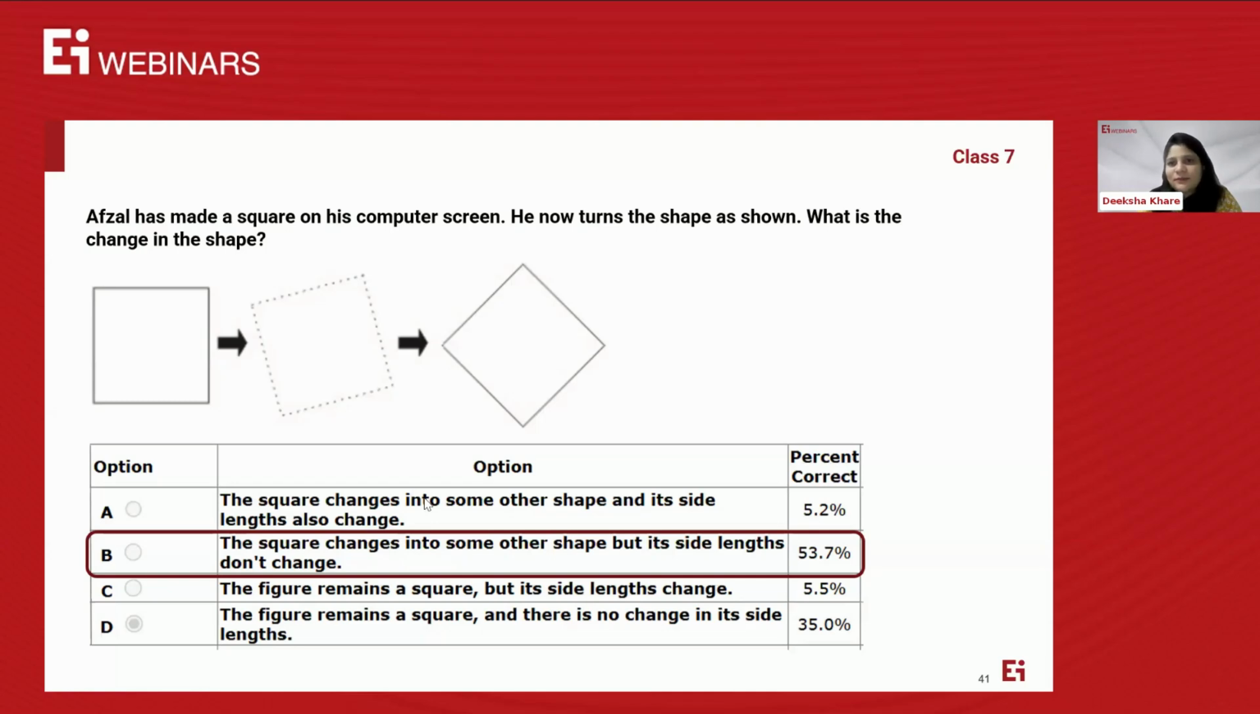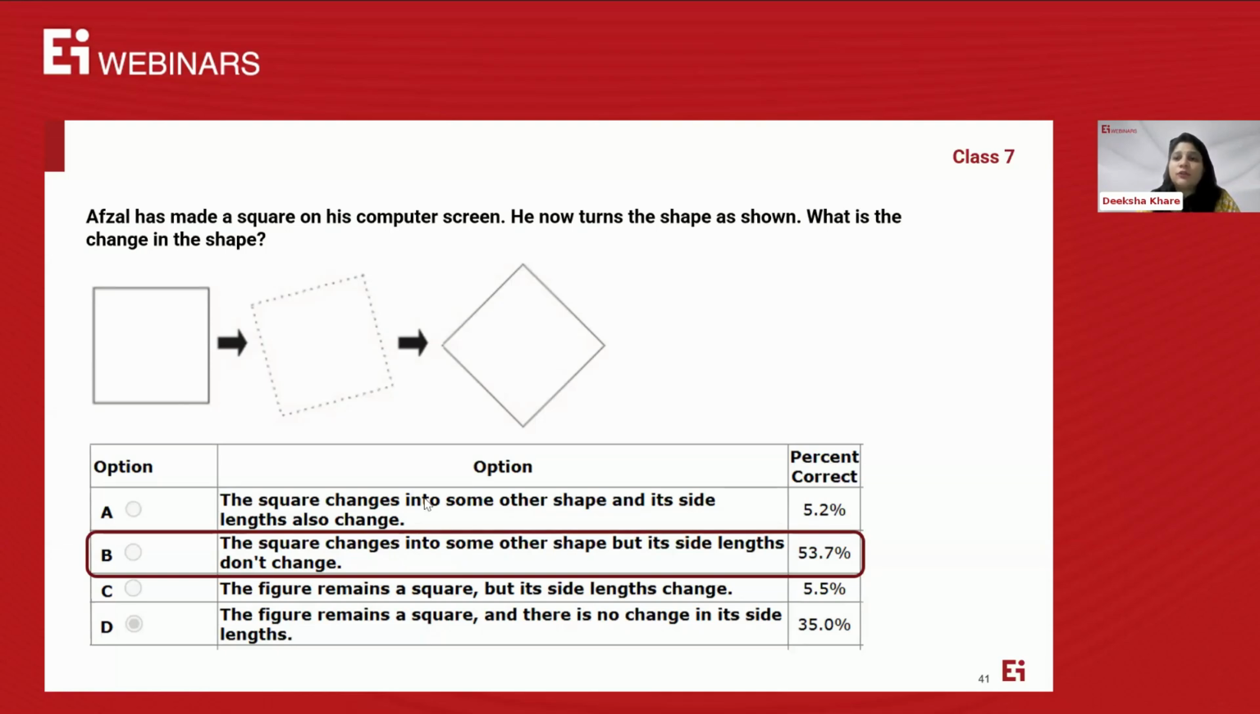Now, as we are all teachers, math graduates, we all know that merely rotating a shape will not affect the intrinsic property of the shape. So it will still remain the square, right? So the expected answer is option D. The figure remains a square and there is no change in its side.